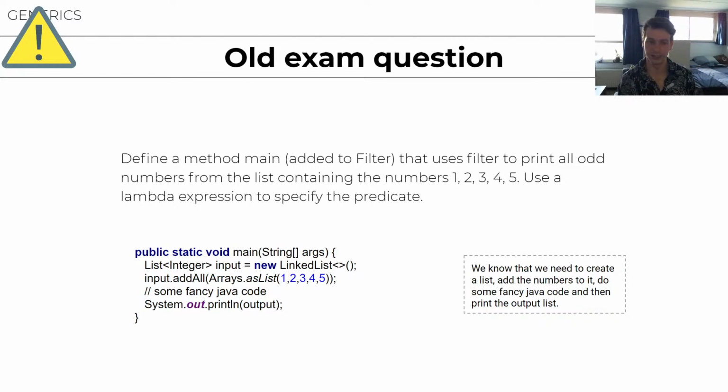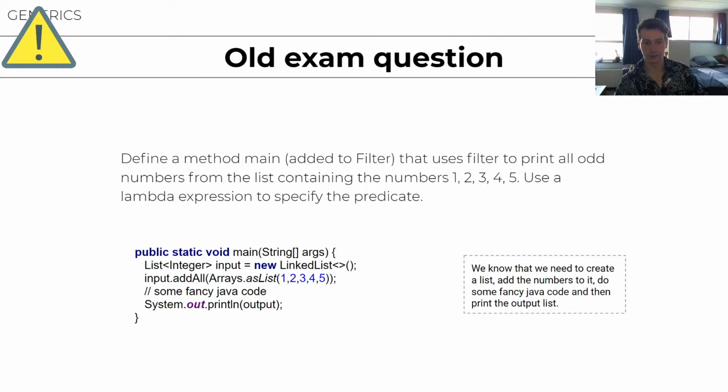So quite easy, create a list, add the numbers 1 to 5. Then we know that we have to do some fancy Java code with the lambda expression, and then we have to print the output. So with the input.addAll, if you do it one by one, so input.add(1), input.add(2), input.add(3), and so on, that's fine as well. I just used the quicker solution here. You don't have to know this solution.